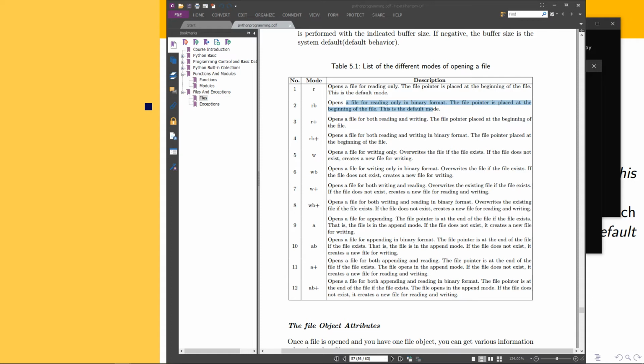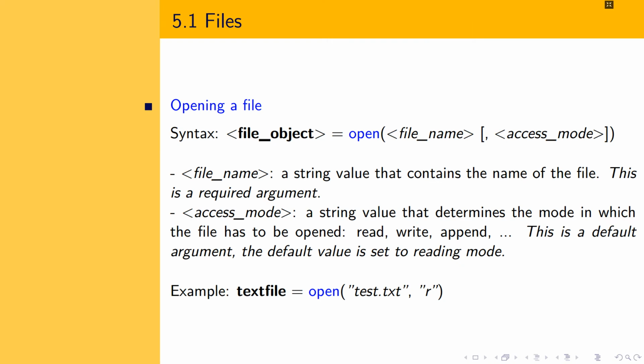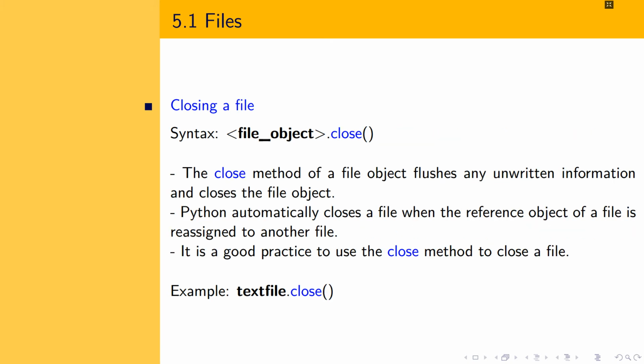Okay, let's return to the slide here. After we have the file object, we have the close method. The first method I would like to introduce to you is the close method of a file object. It flushes any unwritten information and closes the file object. After closing, you cannot do anything with the file. Python automatically closes a file when the reference object of a file is reassigned to another file. And it is good practice to use the close method to close a file.